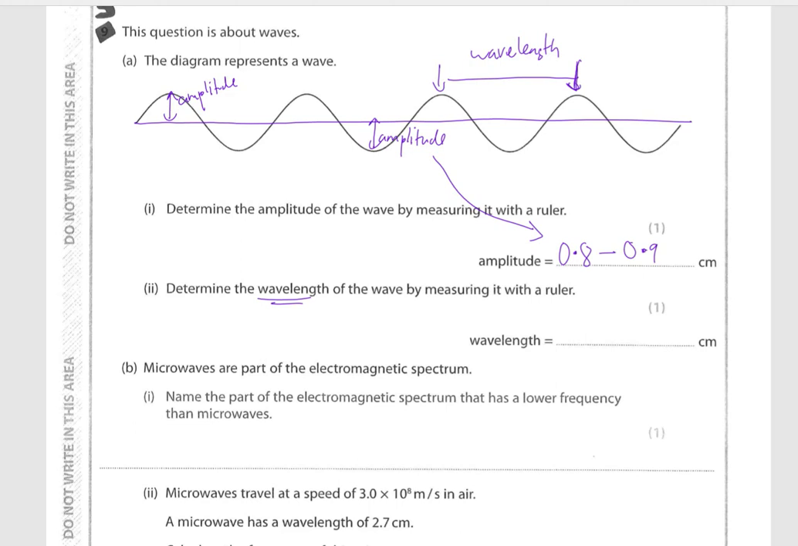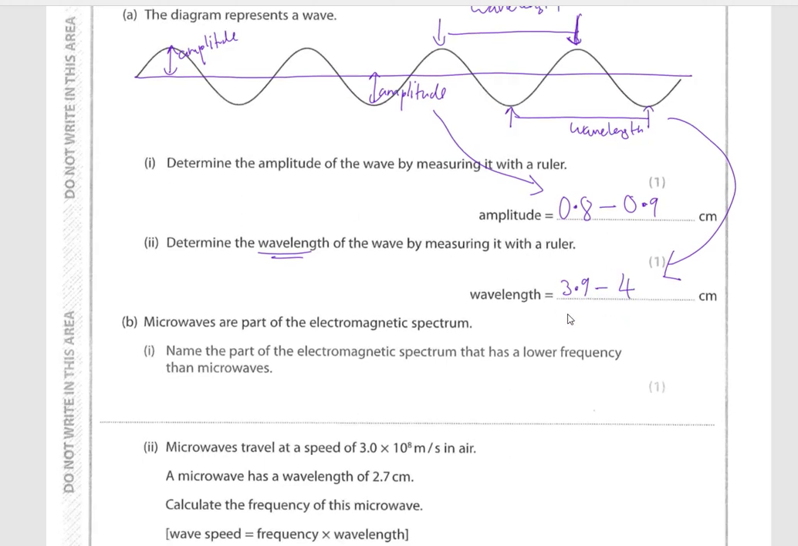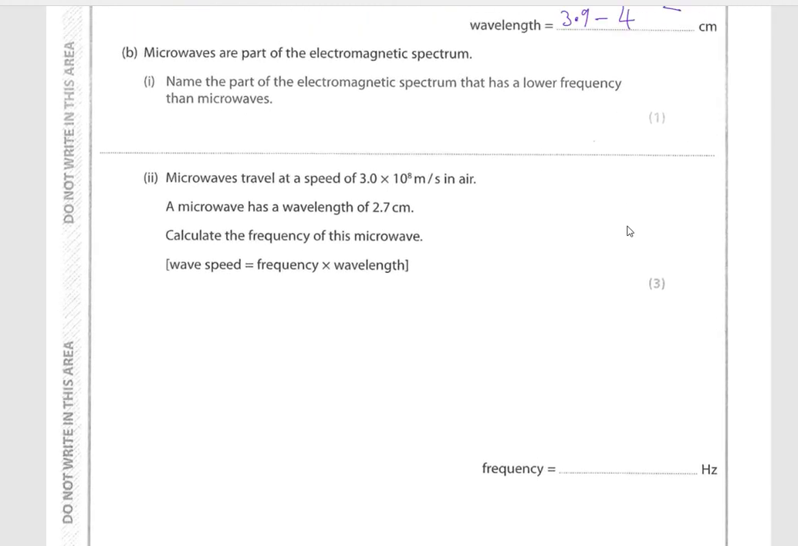Okay, so one peak to the next peak, or also from the bottom peak to the next bottom peak, this is also the wavelength. So you need to measure this, and you get a range, because it depends, so that's how much you're going to get. If you got an answer within this range, it's correct.